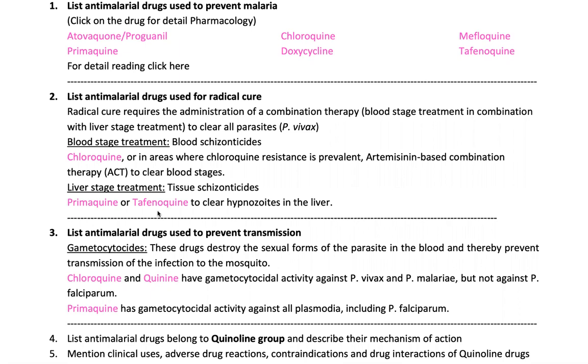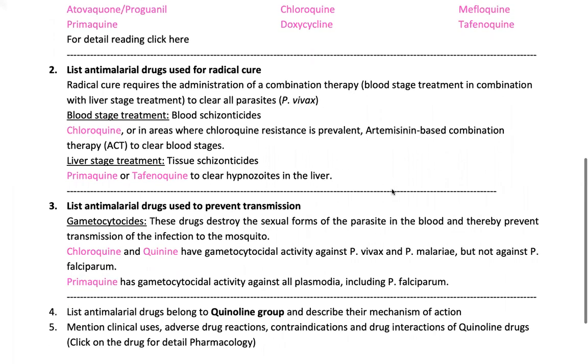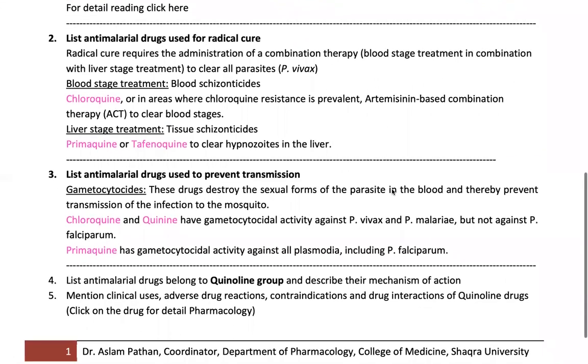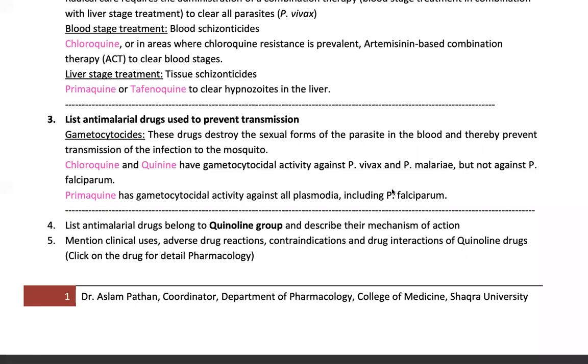So for the radical cure, generally chloroquine is used for the blood stage, we can say blood schizonticide, and primaquine and tafenoquine, both from the category of quinoline, are used for the tissue schizonticides. Tissue includes the liver.